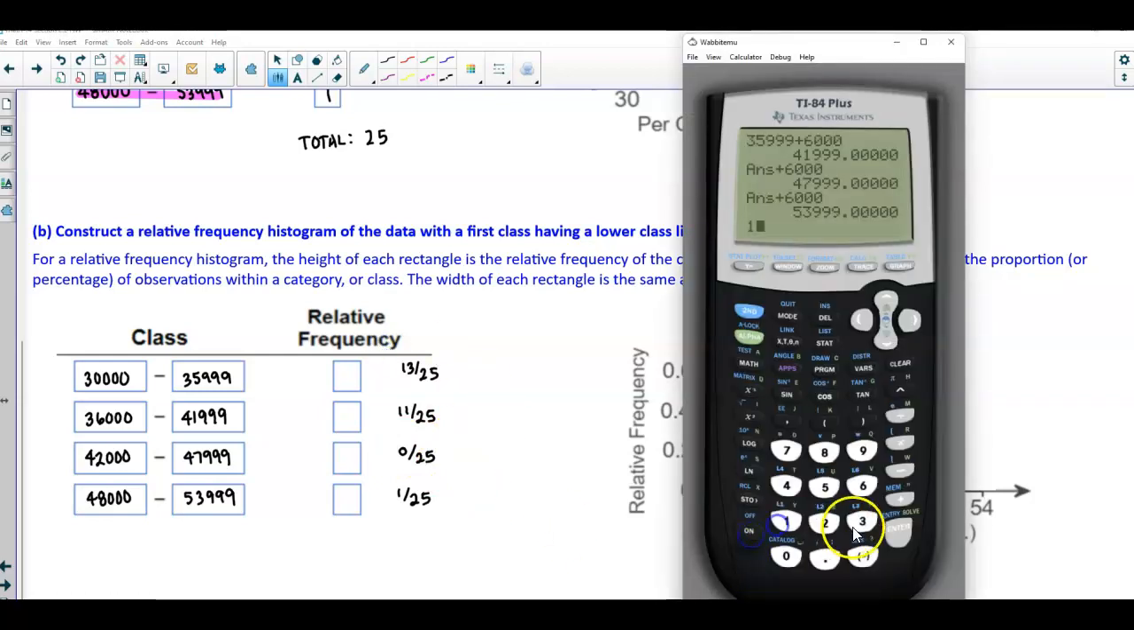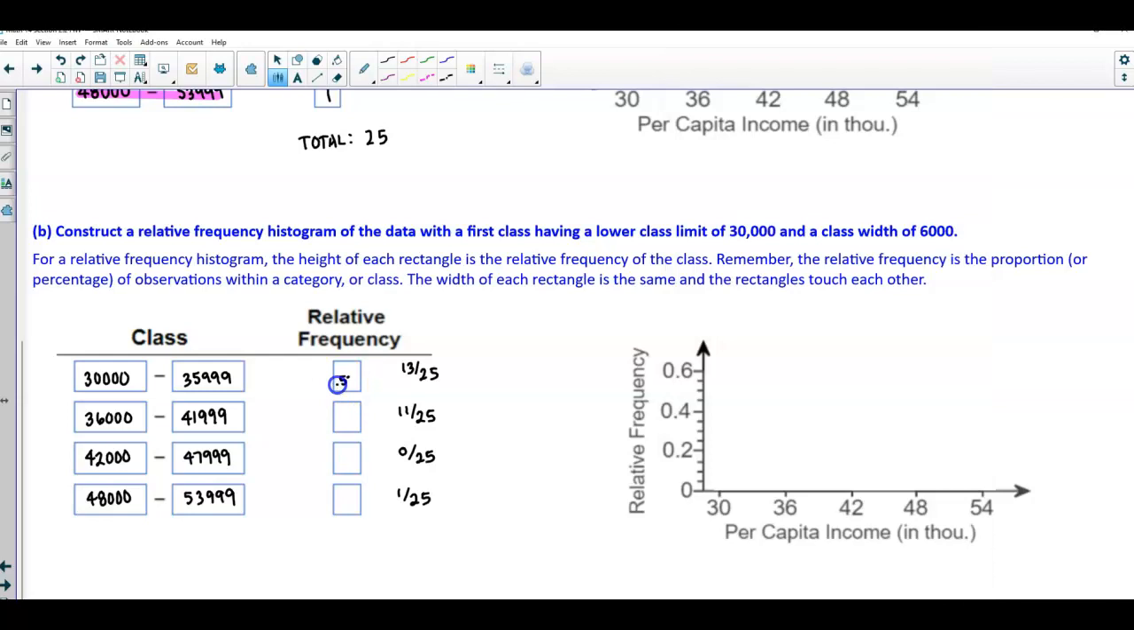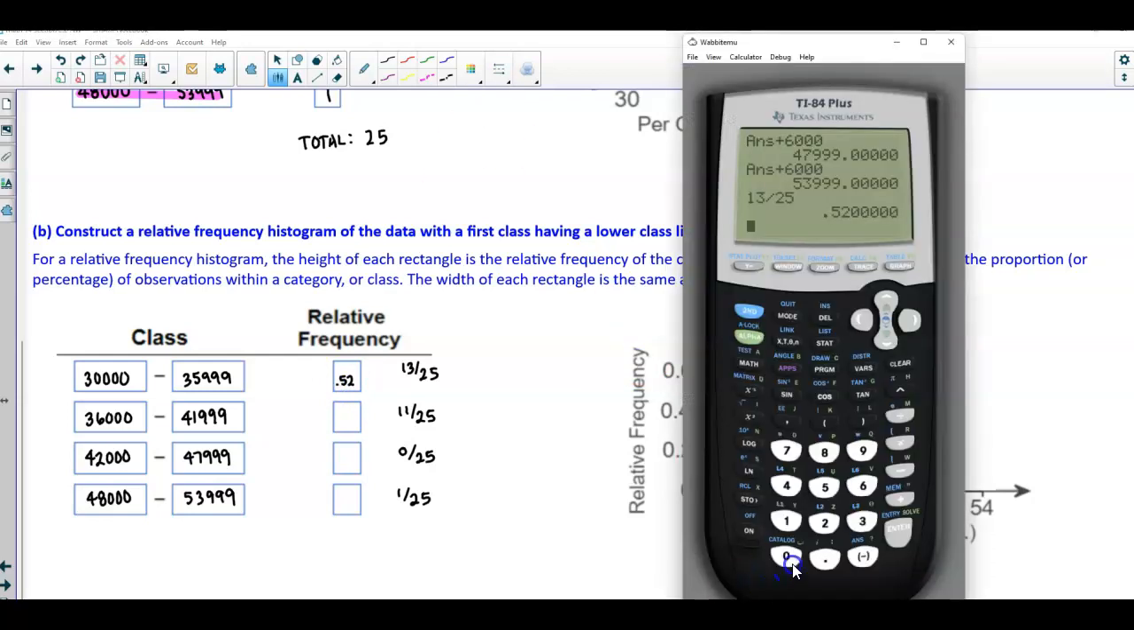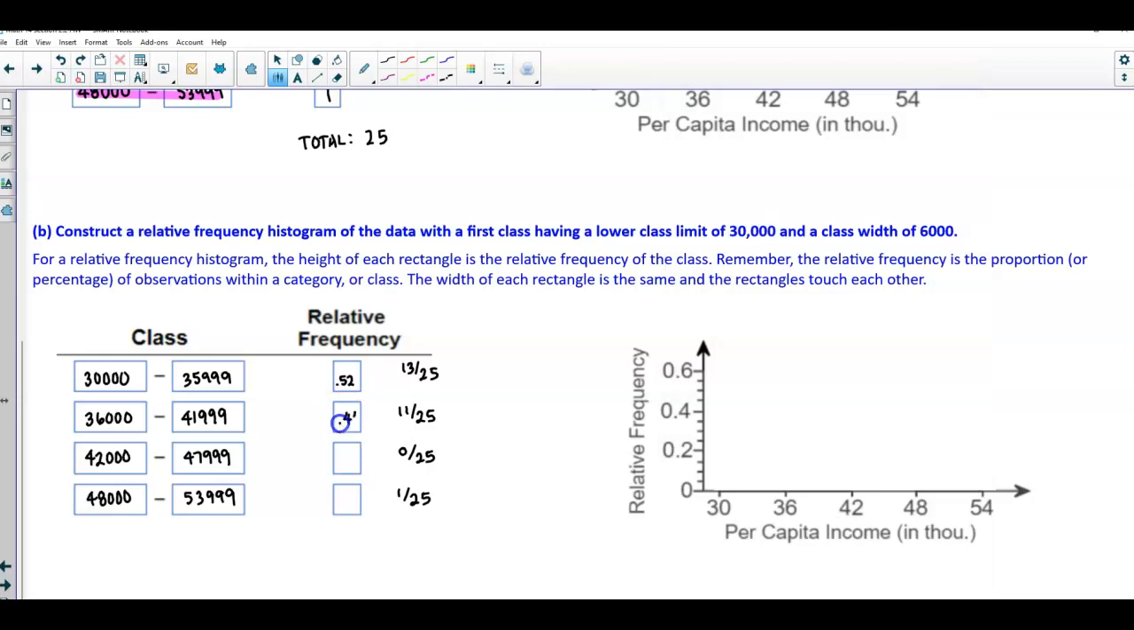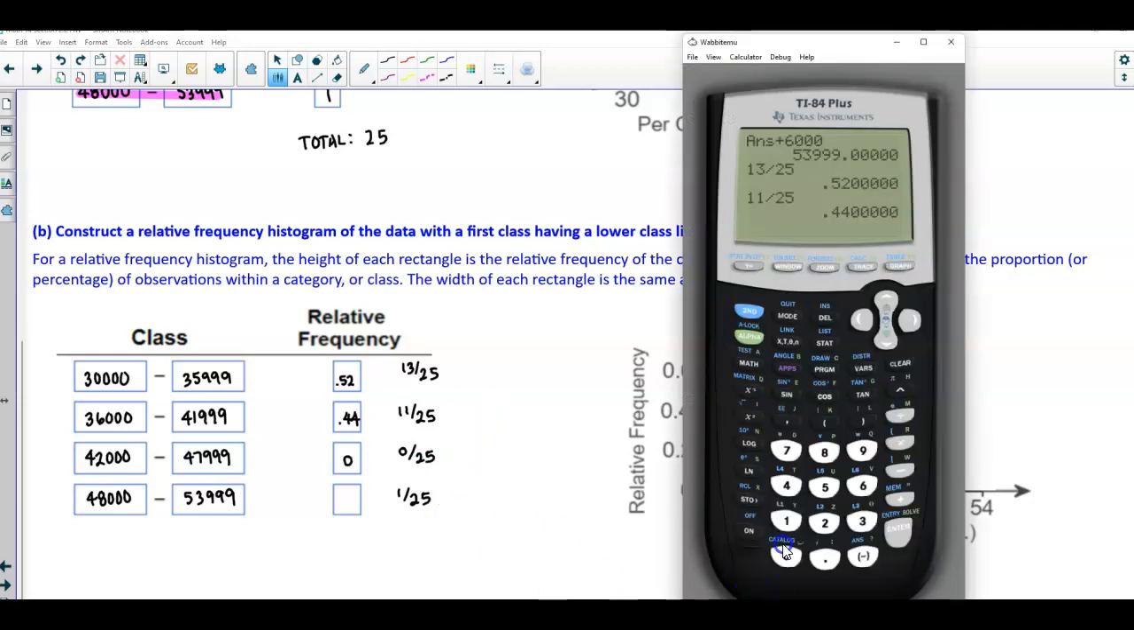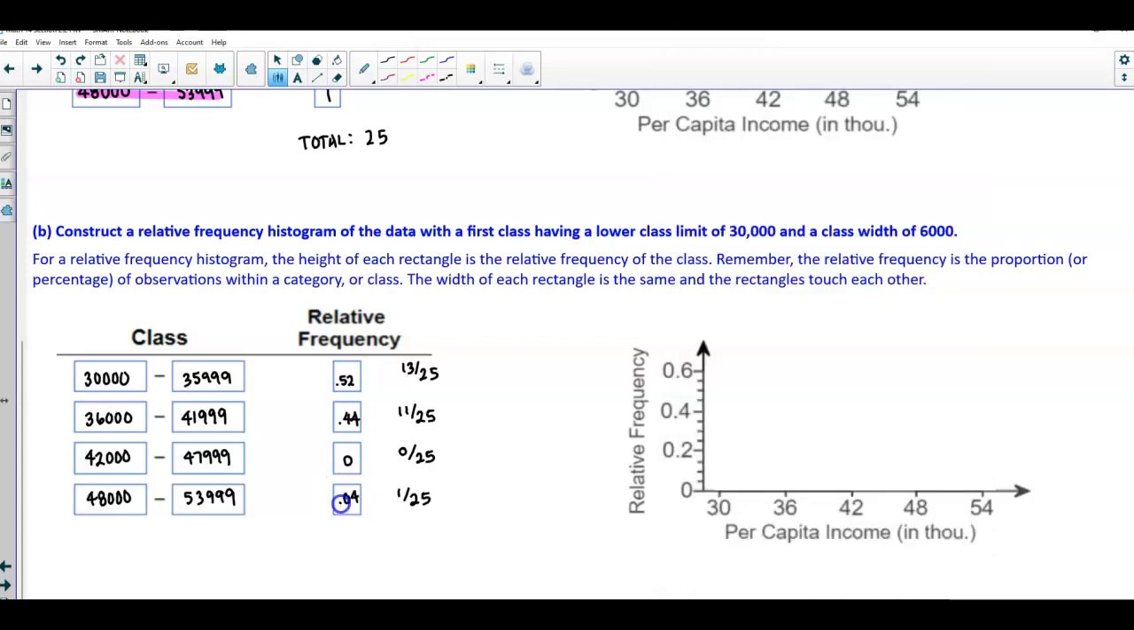So 13 divided by 25 gives us 0.52. Okay, 11 divided by 25 gives us 0.44. Okay, 0 divided by 25 is going to give us 0. And then 1 divided by 25 is going to give us 0.04.